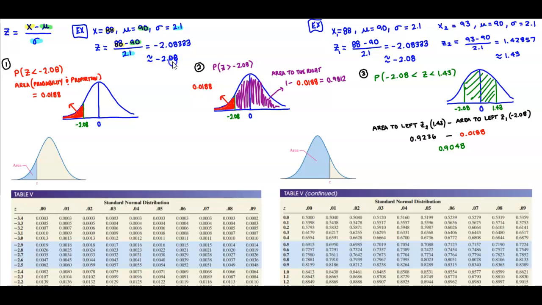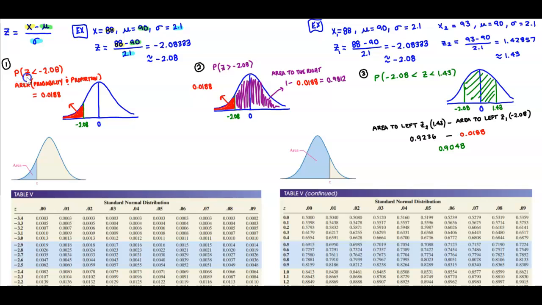Now we need to round this to 2 decimal places, and the reason why is that in order for us to locate the area in the table, we need to round it to 2 decimal places. Now we're going to draw this on our bell curve.